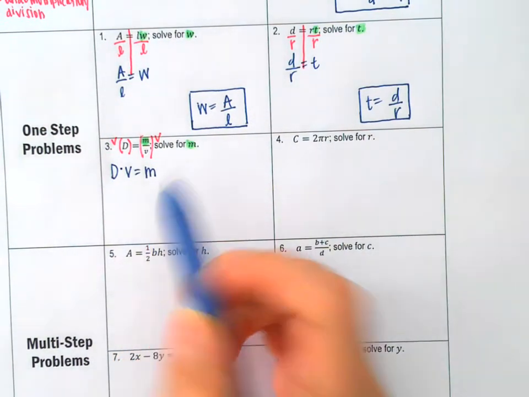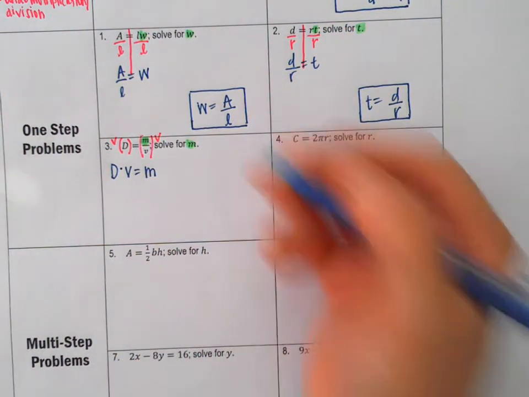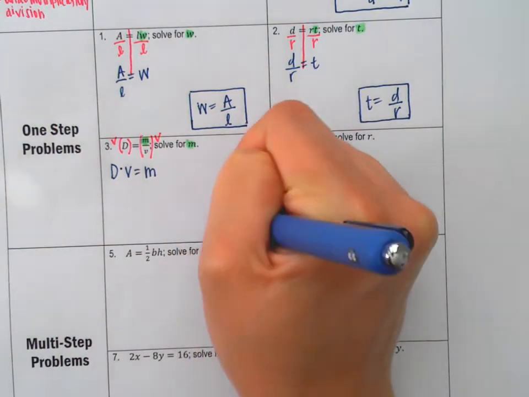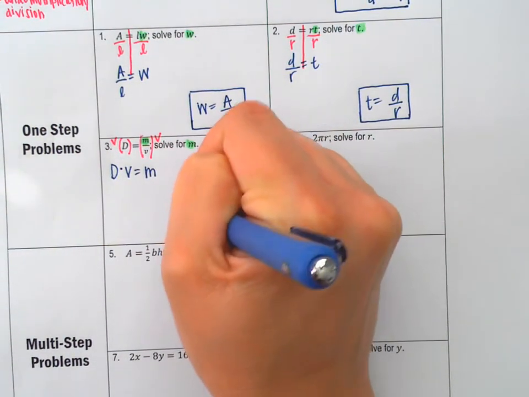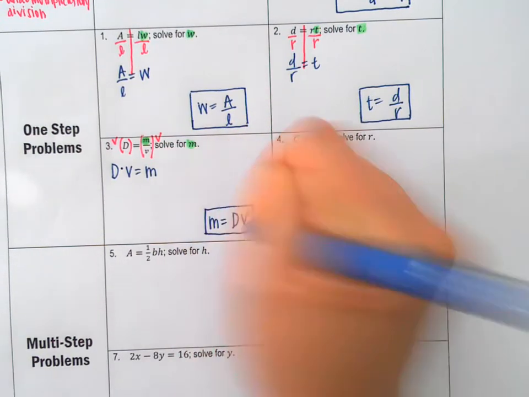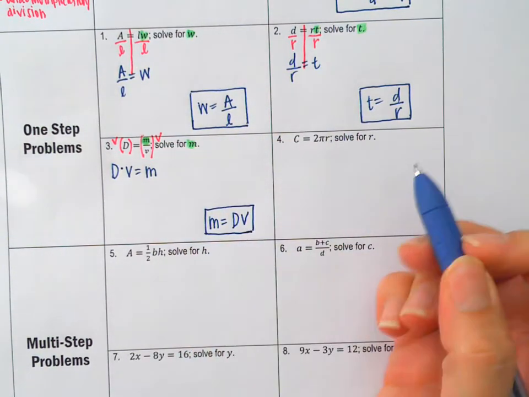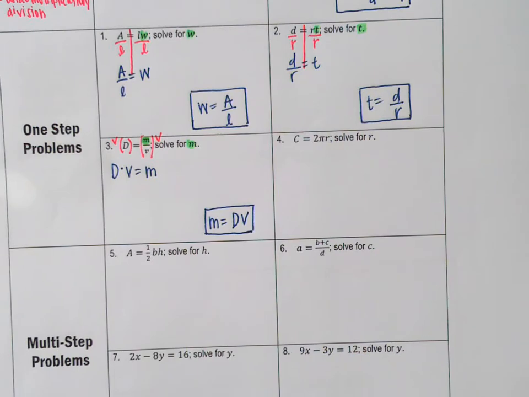And now is m by itself? Yes, it is. And so that would be my final answer. M is equal to d times v. You don't need to put that dot in between. When it's the letters right next to each other, we can always assume that multiplication is happening in between.